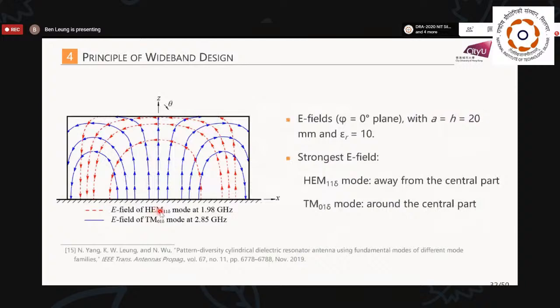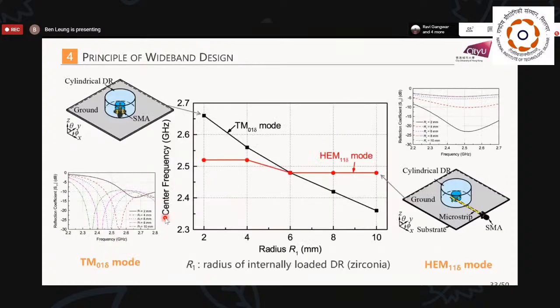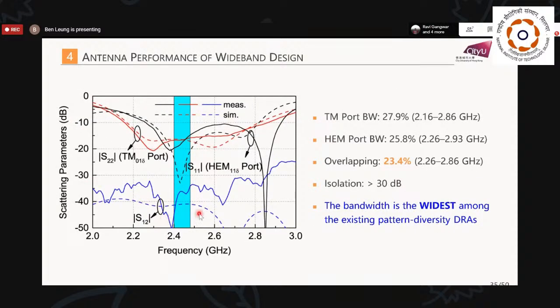Now, this high isolation can be expected because, if we go back to here, basically the fields of the HEM mode and TM mode are orthogonal. Because they are orthogonal, their interference is not significant, explaining why we have such a good isolation.